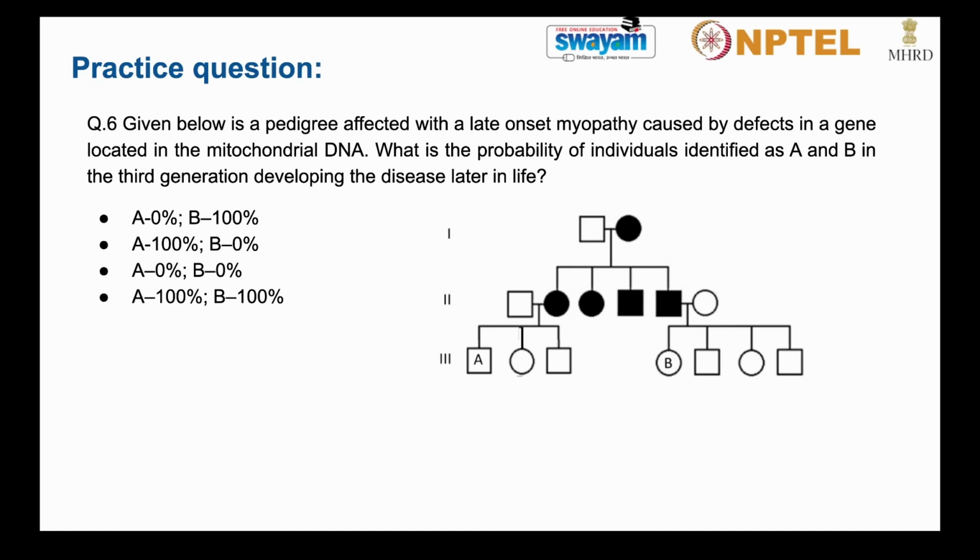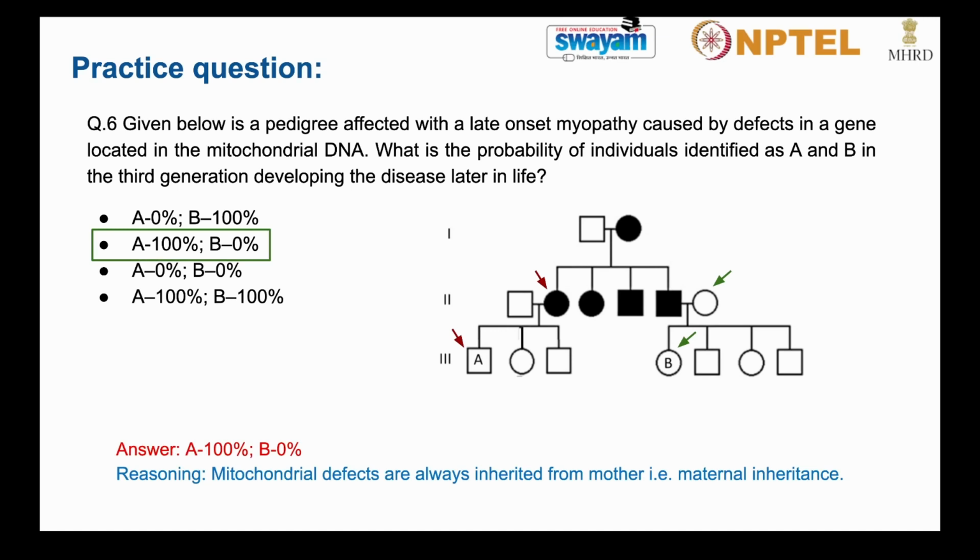Okay, so now let's see. As they are saying, it is a mitochondrial inheritance. So any disease gene that lies on the mitochondrial DNA will only be passed from the mother to their offspring and not from the father. So in this way, the probability of A carrying the disease would be 100%, but B would be 0%. So the correct option will be option 2. And you are already familiar with this kind of inheritance as it is maternal inheritance only.